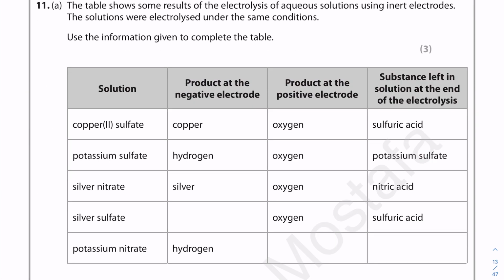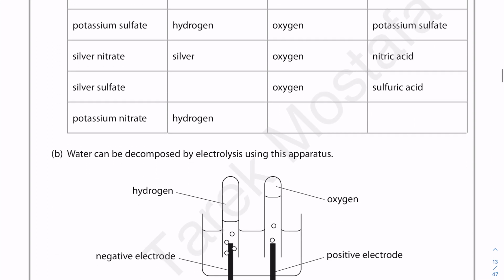Question 11. The table shows some results of the electrolysis of aqueous solutions using inert electrodes. The solutions were electrolyzed under the same conditions. Use the information given to complete the table. Silver sulfate contains silver ions and sulfate ions, plus the hydrogen ions and hydroxide ions of the water. Since silver ion is below hydrogen in the discharge series, the product at the cathode is silver, and hydroxide is easier to discharge than sulfate, so oxygen comes out.